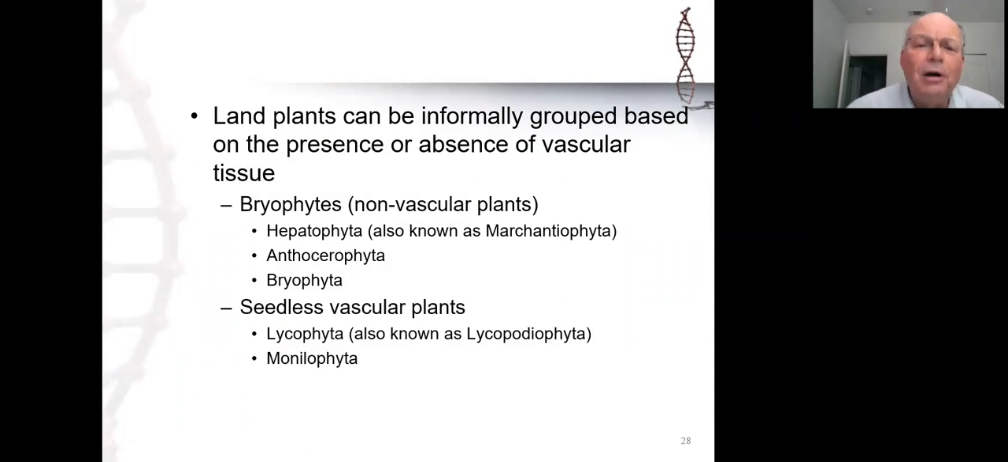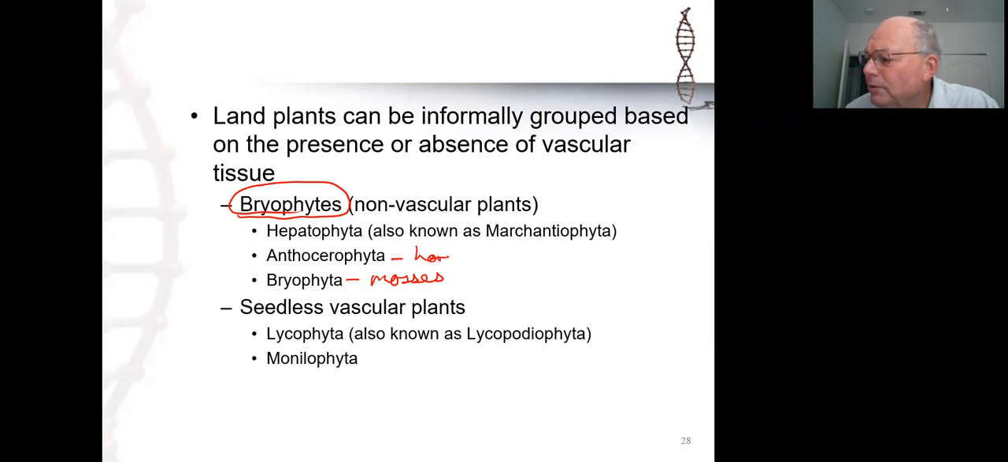So in terms of the groupings of plants, you've heard me talk about a number of different types of plants. So here are the informal groupings. And what I want to point out, and something that gets very confusing again for Bio 2 students who first hear this, you've got this term bryophyte, but then you've got Bryophyta, which are the mosses. Anthocerophyta are the hornworts, and Hepatophyta are the liverworts.